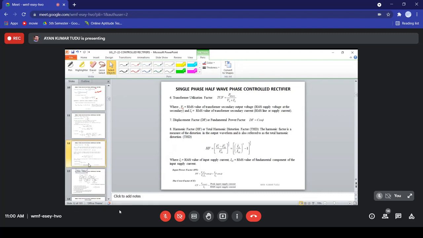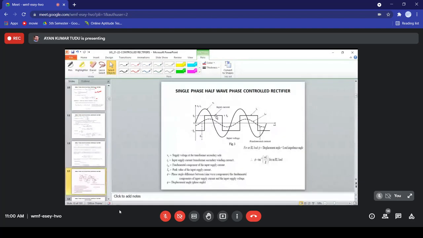Okay, so what is the input current actually for a single phase half wave controlled rectifier? Let us see this one. As you can see, this is the source voltage. Vs is the supply voltage at the transformer secondary side, and Is is the input supply current, the transformer secondary winding current. See, this is the input current. It is basically a square wave because there are many harmonics in the system. Is1, as you can see here, the dotted one, is the fundamental component of the input supply current.